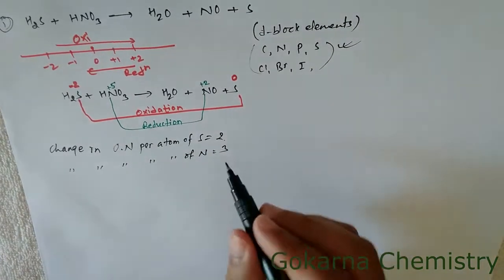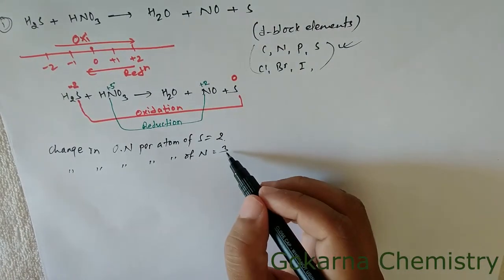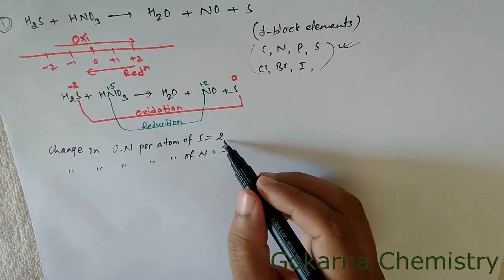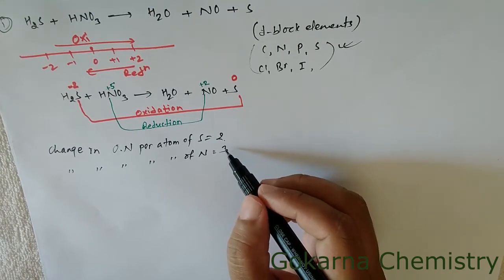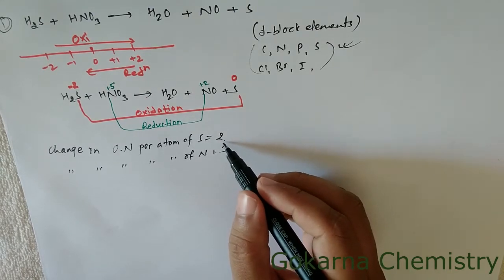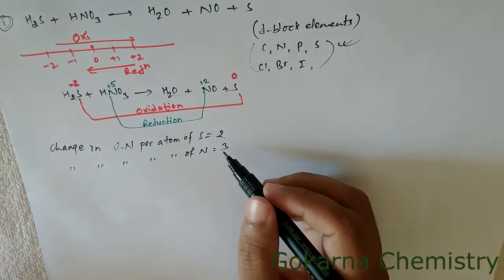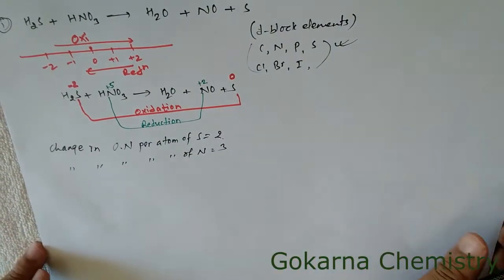So what is the trick? If both numbers are odd, multiply by 2. If both are even, take the common factor. And if one is even and one is odd, write as it is and crisscross.